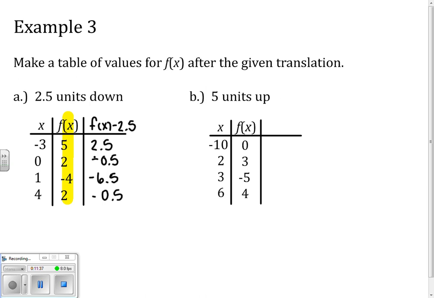Letter B, they want me to move it 5 units up. Again, up is in the y direction. So I'm going to highlight the y column, and my new column will be f of x plus 5. So each of those values, I'm going to add 5 to them. The 0 becomes a 5, the 3 becomes an 8, negative 5 becomes a 0, and 4 becomes a 9, because I'm adding 5 to each of them.